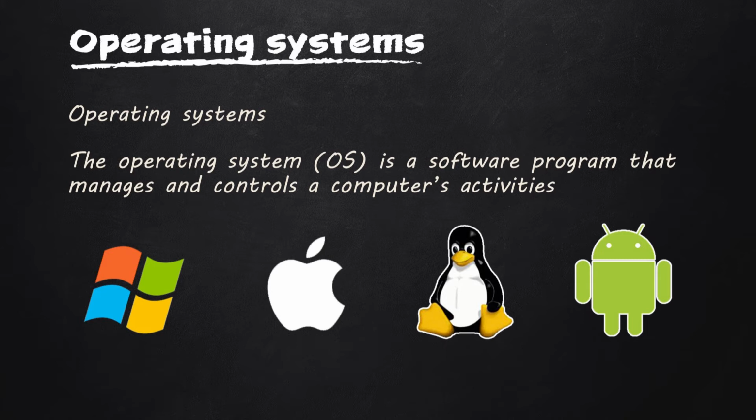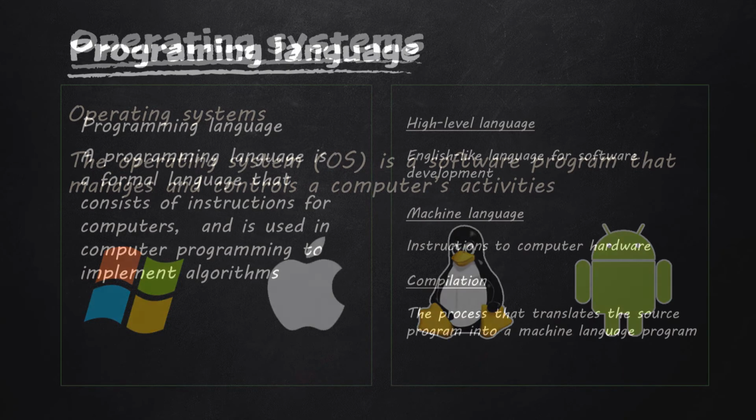Some of the operating systems we are familiar with are Windows. Lots of our PCs are running on this operating system. Apple. The Apple PCs or Apple phones are running on this operating system. Linux. Lots of the network computers are running on this operating system. Or Android. Our Android cell phones are running on this operating system.